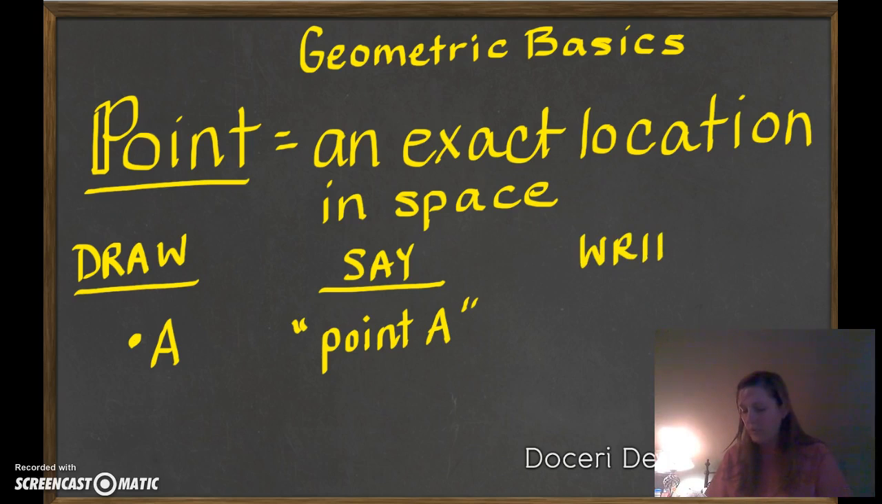And then we would just write it like that with the capital letter A. So when we're writing about a point, if I ask you to name a specific point, then you would just use the capital letter associated with that point to indicate which point you're talking about.